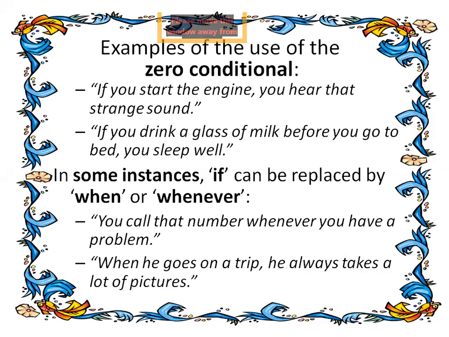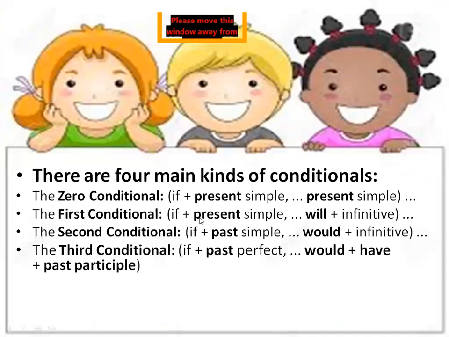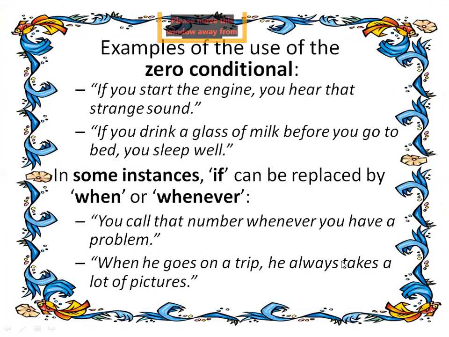ओके, when he goes on a trip he always takes a lot of pictures. ओके, वो जब भी ट्रिप पर जाता है तो हमेशा बहुत सारी पिक्चर्स लेता है. Now you may say the structure: v1 plus v1, goes, takes, present simple plus present simple. What we did over here: zero conditionals are formed with if plus, or when plus, or whenever plus present simple and present simple. See, present simple and present simple. Here also v1 and v1.